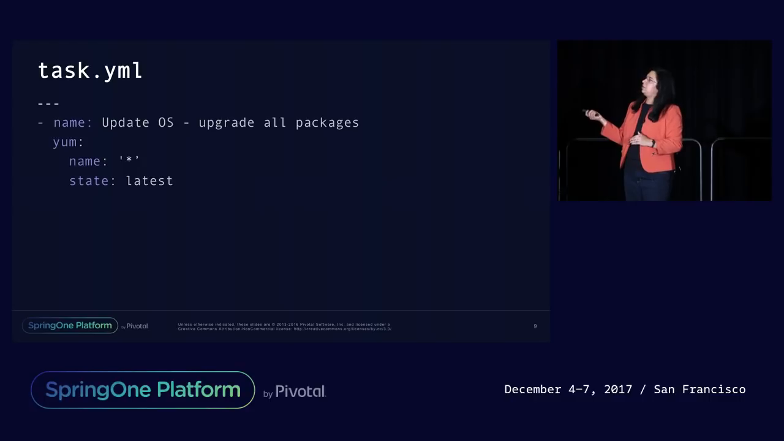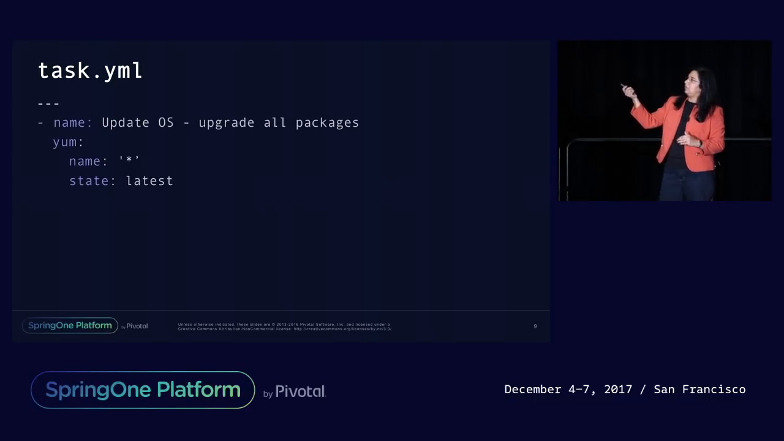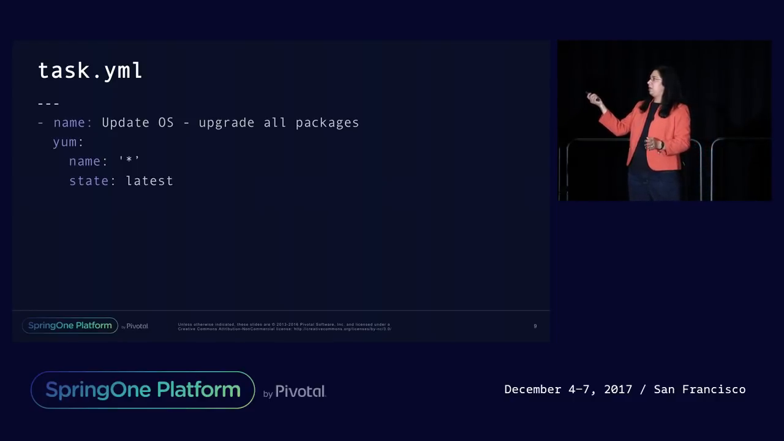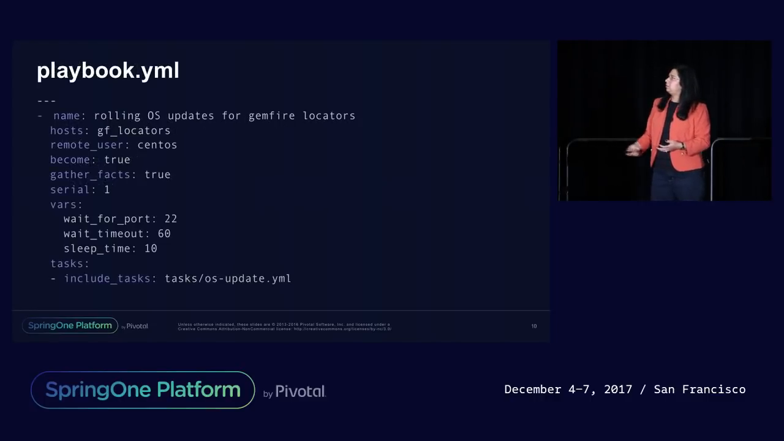So here's an example of a task.yaml. It's running a yum command, which is an Ansible task. And it's saying, I don't care, all packages, just update all my packages. Ansible works with states, so it's saying, update it to the latest state.